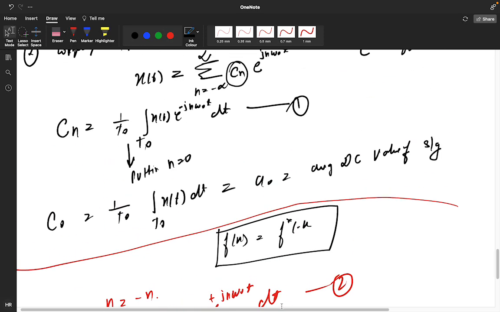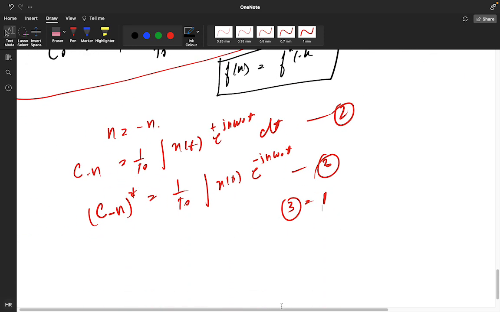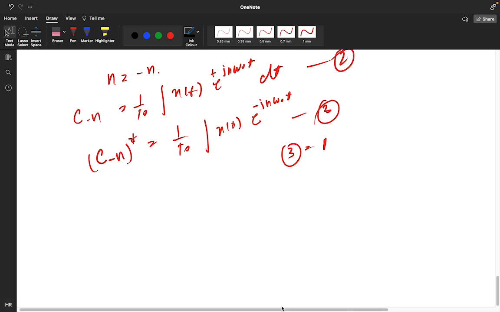Okay. So what is the meaning of this? The conjugate will be here also. What is the meaning of this? C of minus n conjugate is nothing but 1 upon time period x conjugate of t e power minus j n omega naught t into dt.